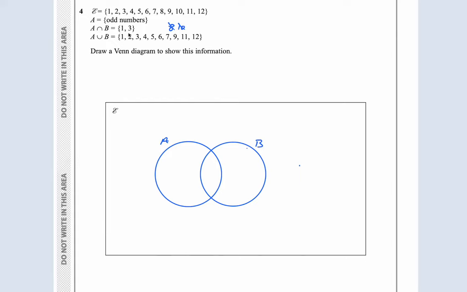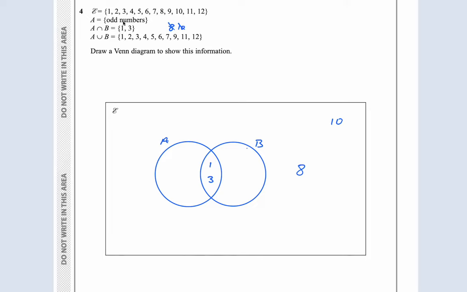Now he says 1 and 3 are in the intersection, A intersection B, which means 1 goes there and 3 goes there. A union B is 1, 2, 3, 4, 5, 6, 7, 8, 11, and 12. Okay, that means this 8 and 10, they don't go anywhere. So they go here, 8 and 10. Somewhere not in A and B, but they are in the universal set here.